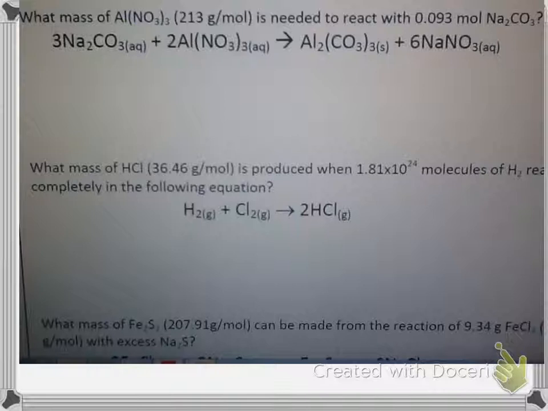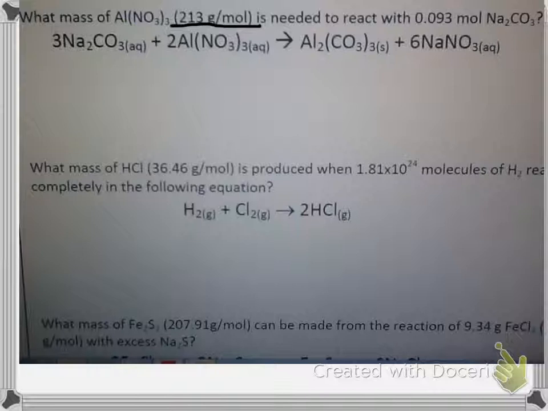This first problem says, what mass of aluminum nitrate, and then I've got the molar mass given, 213 grams per mole, that's the molar mass of aluminum nitrate. So what mass of aluminum nitrate is needed to react with 0.093 moles of sodium carbonate? And then we're given the balanced chemical reaction.